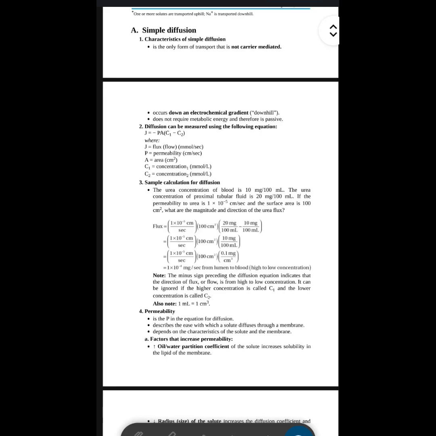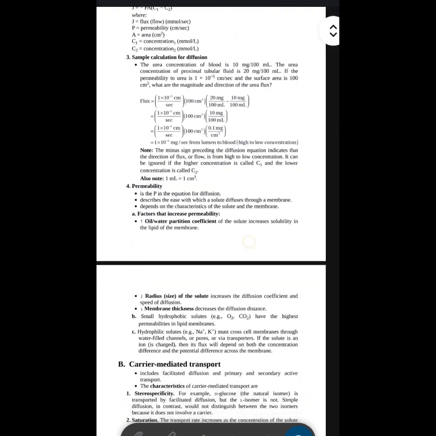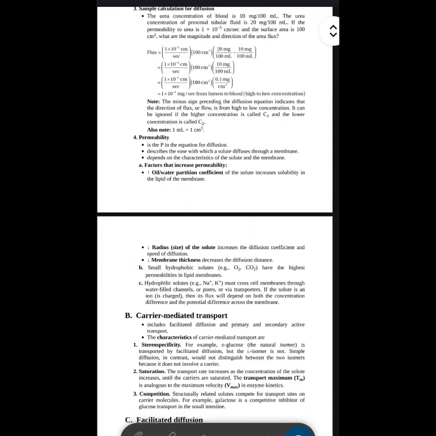J equals P A (C1 minus C2), where J is the flux, P is the permeability, A is the area, C1 is one concentration and C2 the other concentration. Okay, it's something mathematical, so we can do it biologically, and I will tell you in another lecture. P is the permeability equation.